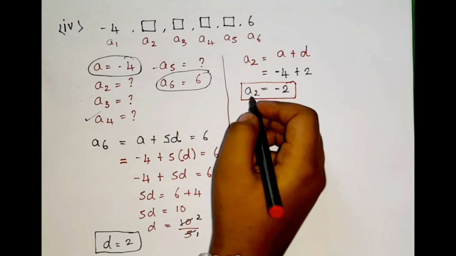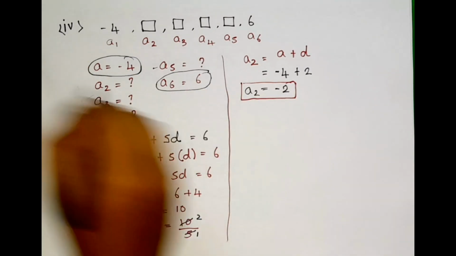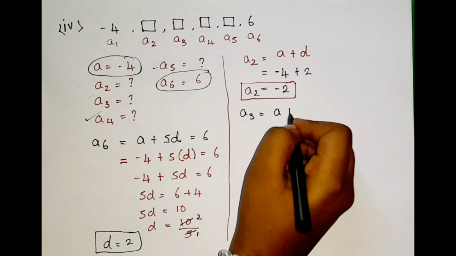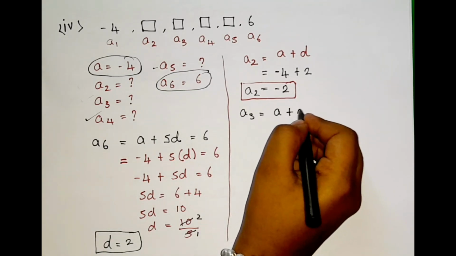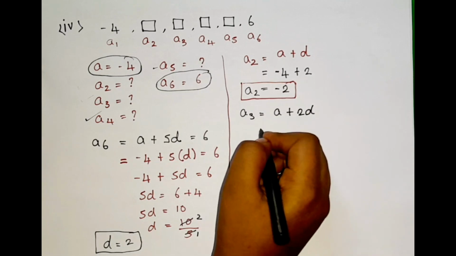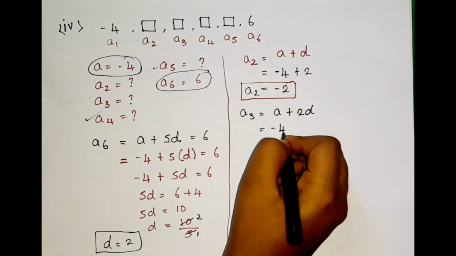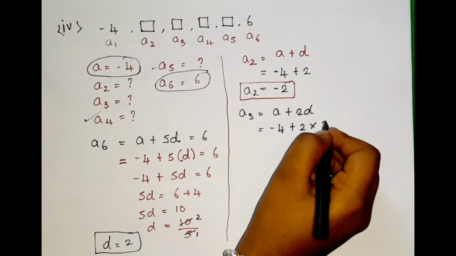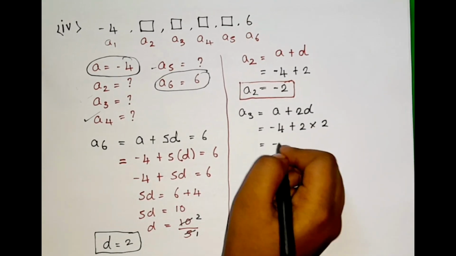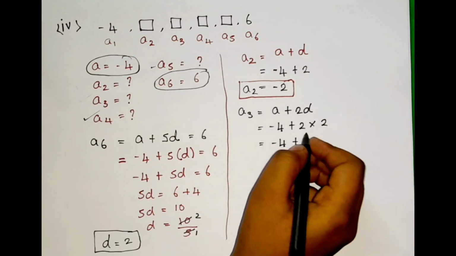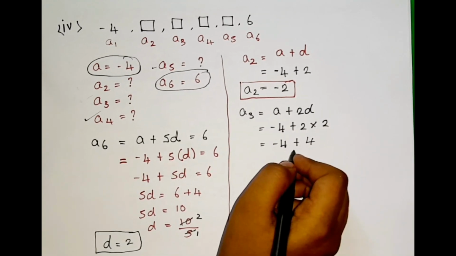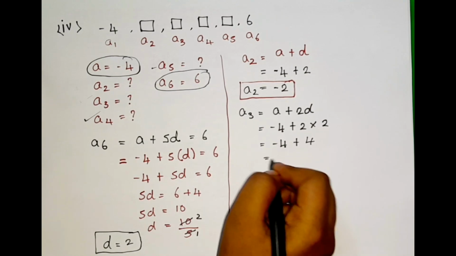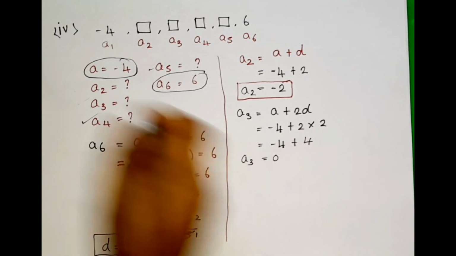Okay, so now let us find the A3 value. We can write it as A plus the previous number of 3, which is 2, so 2 into D, is equal to the A value minus 4 plus 2 into the D value, which is 2. So it is equal to minus 4 plus 2 into 2, which is 4. Plus and minus is minus, so 4 minus 4 is 0, so the A3 value is 0.